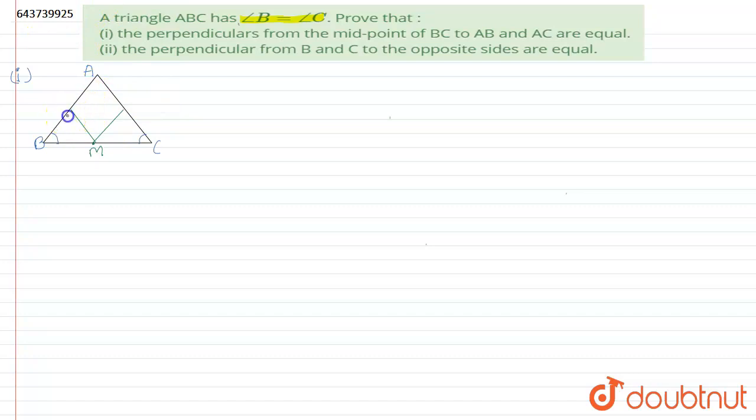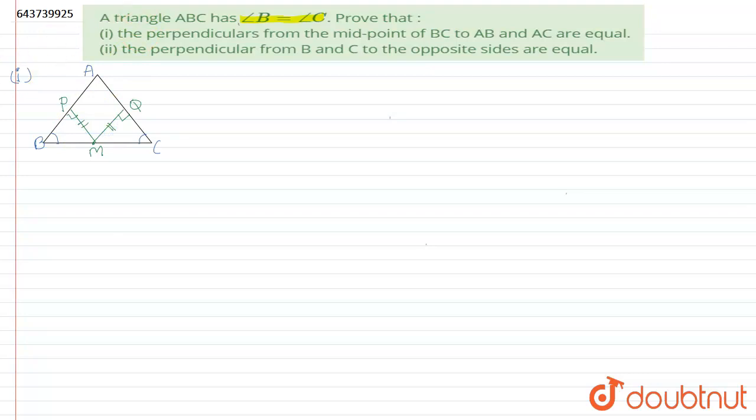So here the angle is 90 degrees, here also the angle is 90 degrees. So we can name them P and Q. Now we must prove that perpendiculars from the midpoint of BC to AB and AC are equal. So we must prove these two perpendiculars are equal.